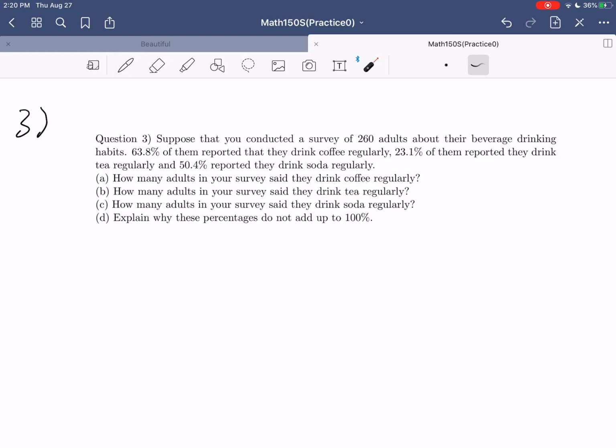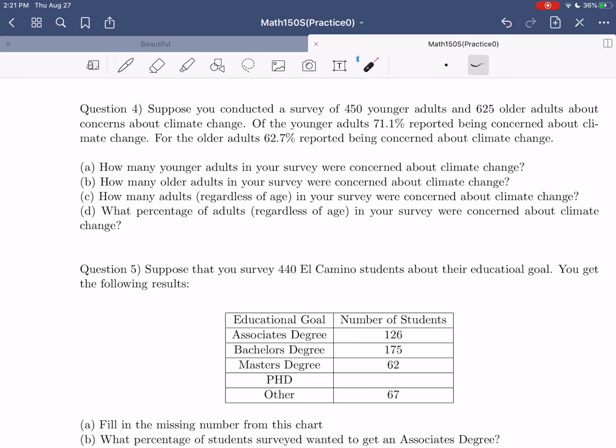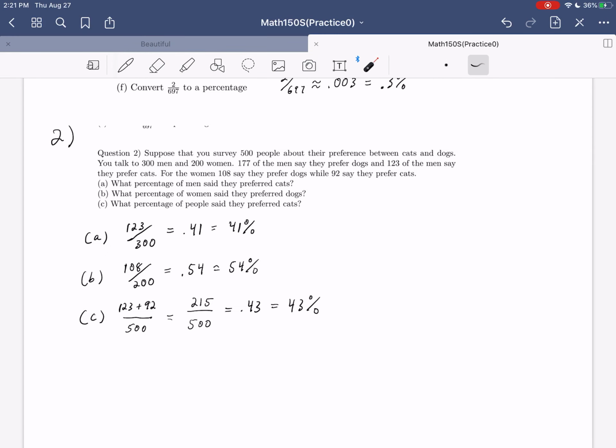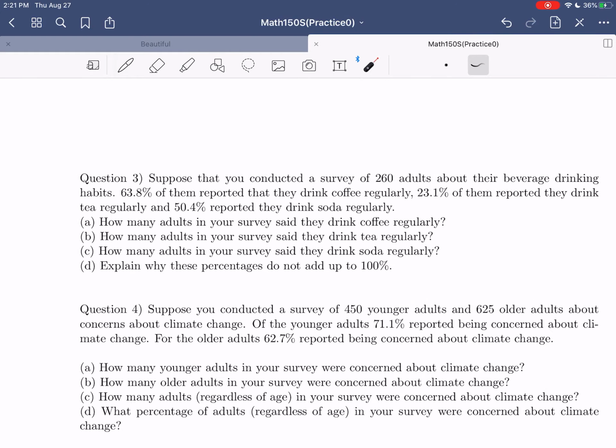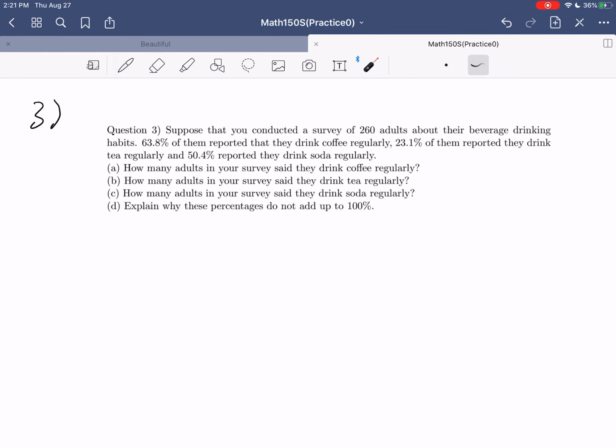Notice that now we're given these percentages and we're trying to figure out how many actual adults, like the number of actual people that said that they drink coffee or drink tea or drink soda. So in question 2, you'll see that when we were doing this and we wanted to get percentages, we were doing division, which yields us a percentage. If we have a percentage and we want to get that back to the raw amounts, you need to use multiplication. So let's go ahead and do that here.